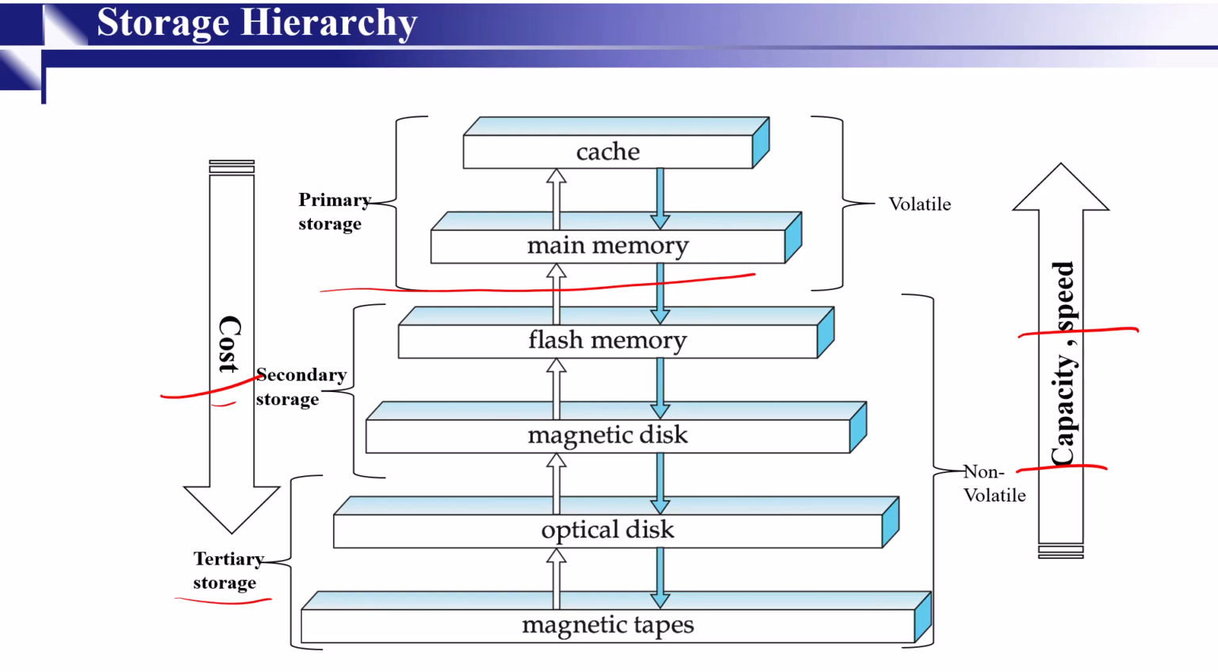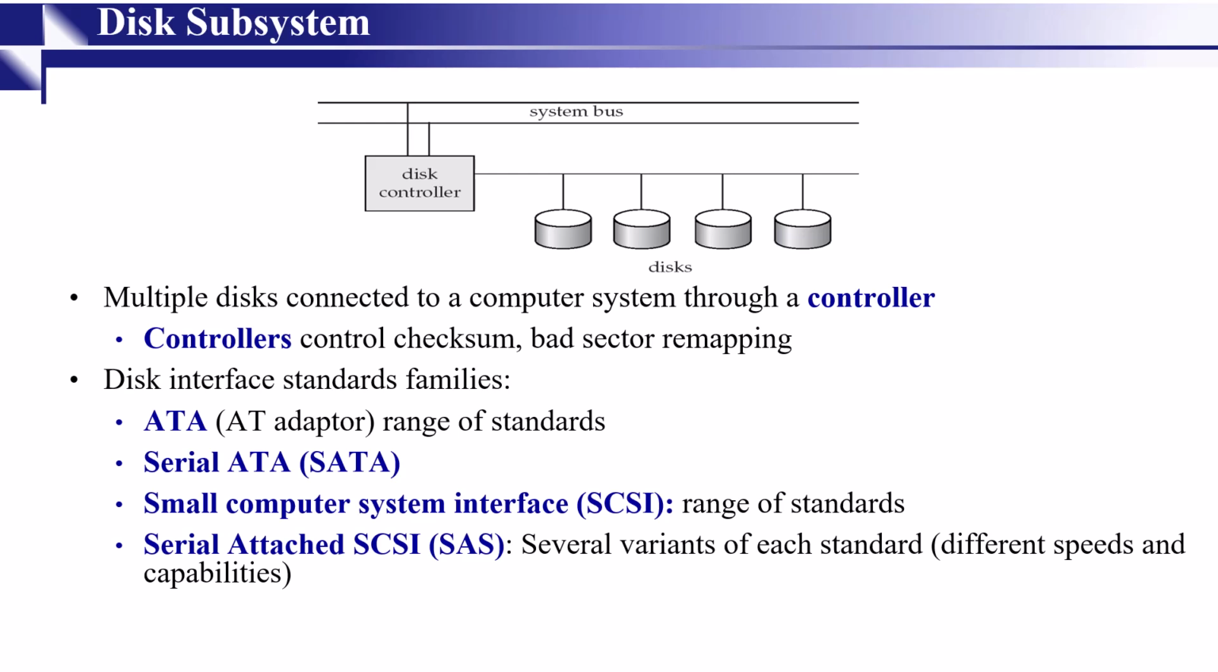They are slowest, but they offer larger capacity, and also they are cost effective for long-term archival storage. The next topic is disk subsystem. A disk subsystem consists of multiple disks that are connected to a computer through a disk controller. The controller plays a crucial role in managing tasks such as checksum verification and bad sector remapping, and it ensures the integrity and reliability of data storage.